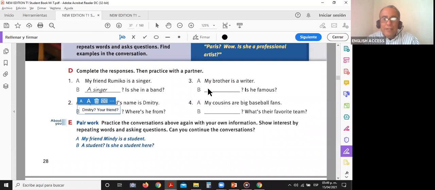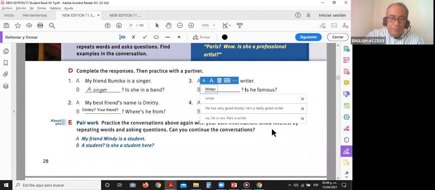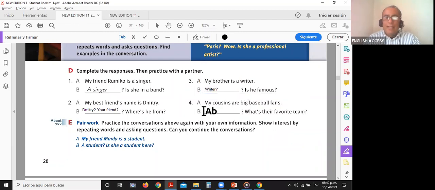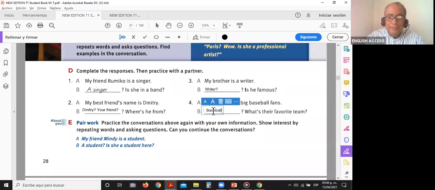Number 3, help me, Fatima. It says, my brother is a writer. Writer? Exactly. Writer. Is he famous? Finally, Carolina, it says, my cousins are big baseball fans. Baseball. Fans, exactly. Baseball fans, fanáticos de béisbol. What's their favorite team? So, these are some ways of repeating words to show interest in a conversation.